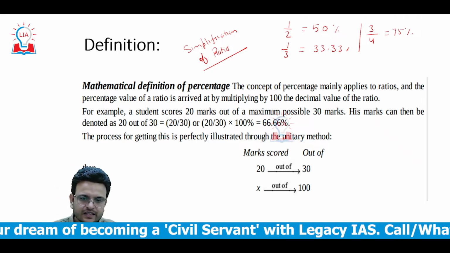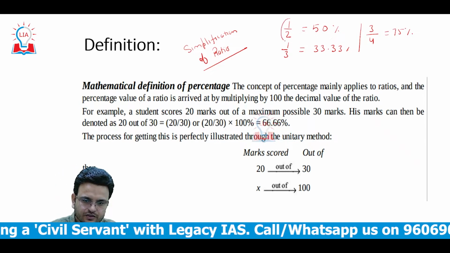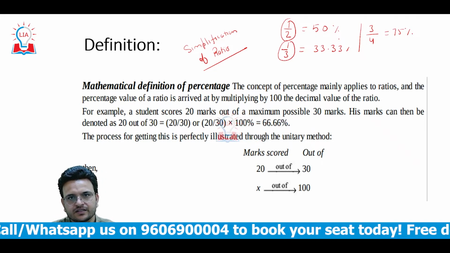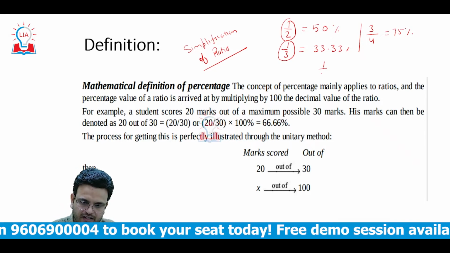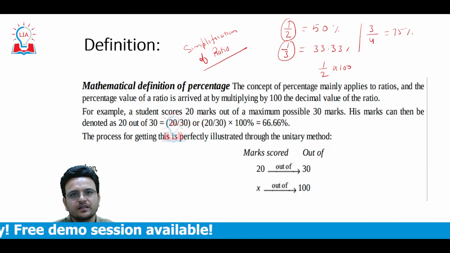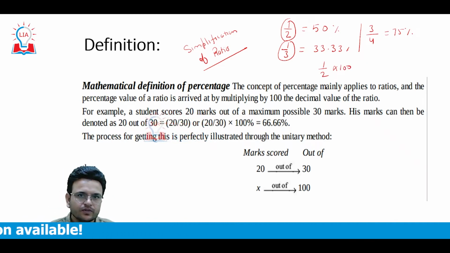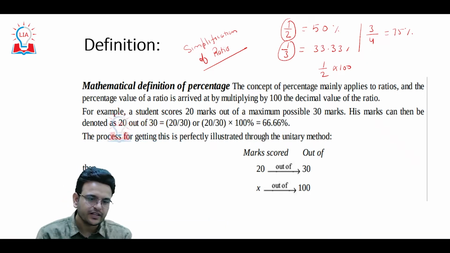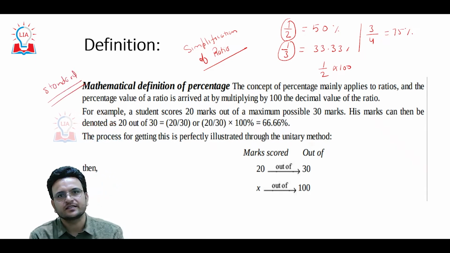So what we are doing? We are basically expressing this ratio in the form of percentage, or we are just multiplying the ratio with 100. It means expression of ratio in a standard form. Expression of ratio in standard form is called percentage. Okay.